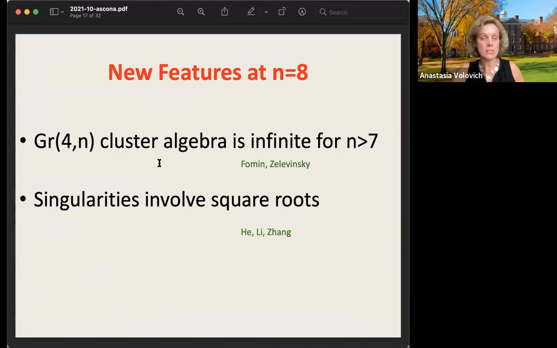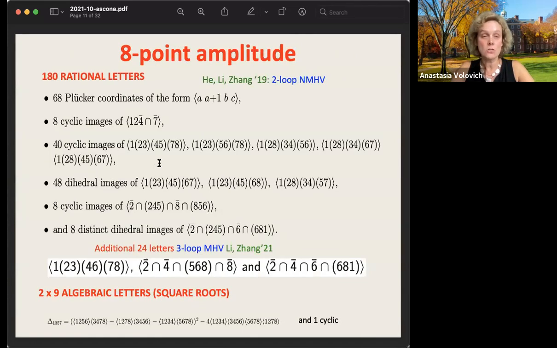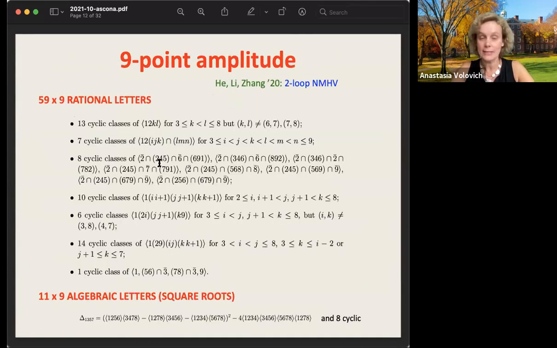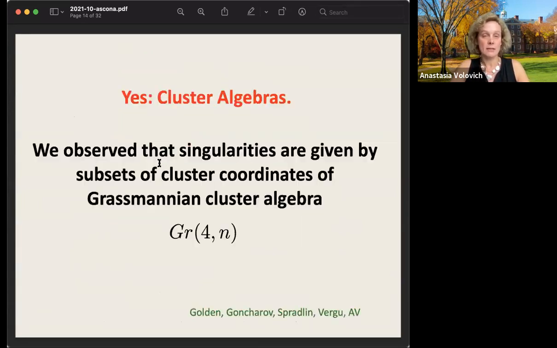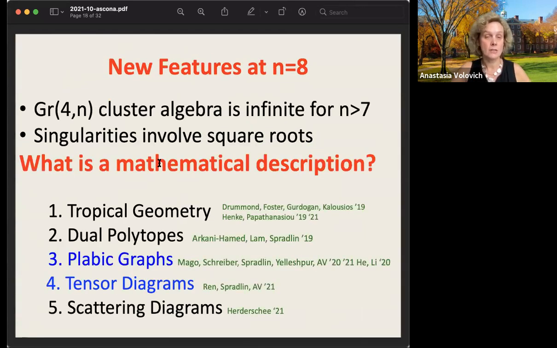The second issue is that, as you saw, and this has been anticipated from various discussions before, the explicit calculations, if you remember the data from amplitudes, you see that for 8 and 9 points, the letters involve square roots. Okay, so that's also not something that appears in cluster algebra. So we need to understand these new features, and we'd like to understand what is the object that could describe those. Okay, and that brings me to some of the recent work.